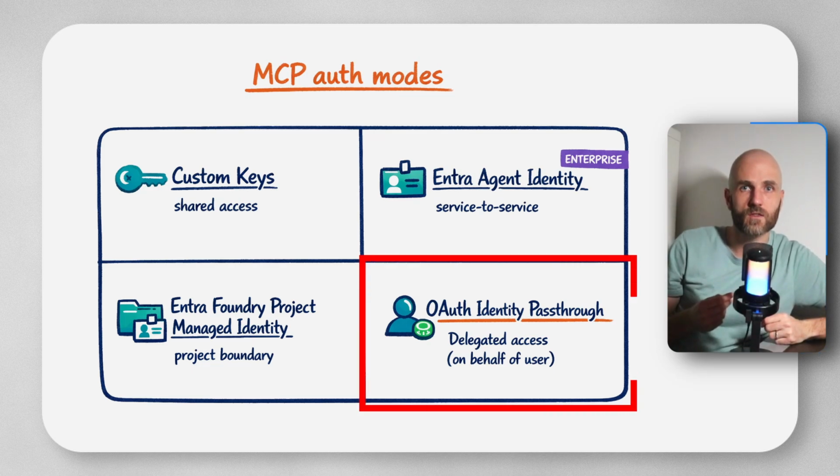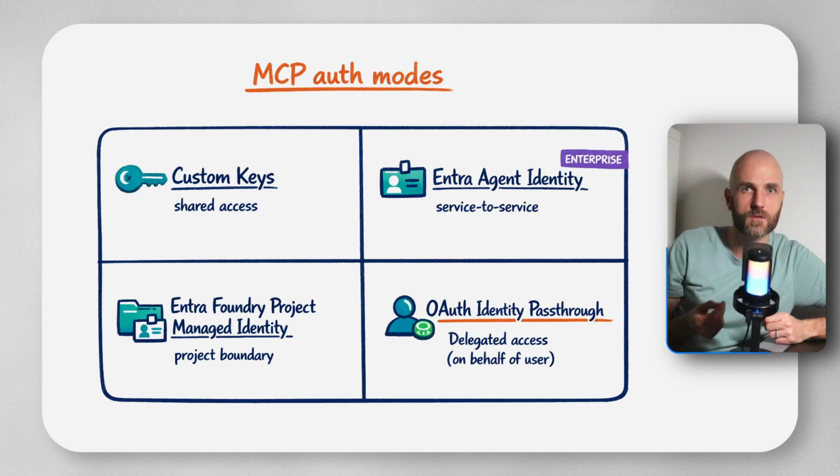But the one that tends to matter most is OAuth identity pass-through, because in many business apps, the agent should act as a user and not as a shared system identity. If the agent is reading the user's OneDrive or calling a SaaS API that is scoped per user, I need delegated access. OAuth pass-through is how I get that. The agent is effectively operating on behalf of the signed-in user, with the permissions that user has.